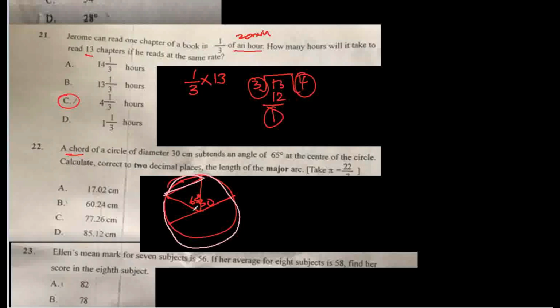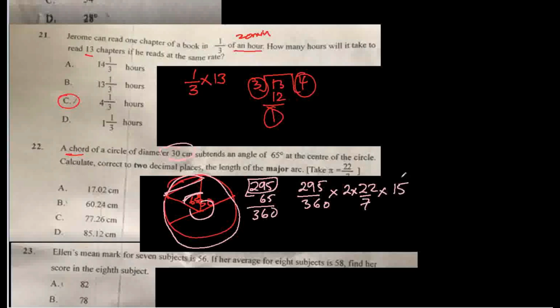So that means if this is 65, the remaining will be 295, because 295 plus 65 is 360. So the angle subtended by the major arc will be 295 degrees. The length of the arc is the angle divided by 360 multiplied by the circumference. Circumference is 2 multiplied by pi times r. They have given pi as 22 over 7, and because the diameter is 30 centimeters, the radius will be 15.